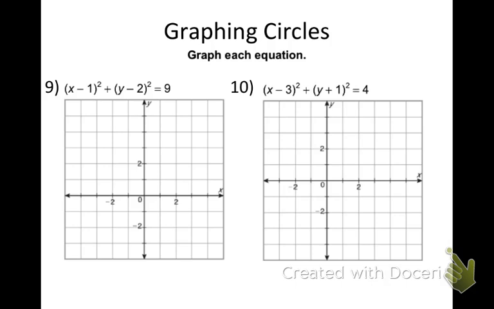So let's look at number 9 here. I have (x minus 1) squared plus (y minus 2) squared equals 9. First thing I need to do is find the center. Where is my center going to be located, Nick? 1, 2. And then I need to find my radius. How long is my radius going to be, Drew? 3. So I plot the coordinates (1, 2), and then from there I do a radius of 3. So I go 3 up, 3 to the right, 3 to the bottom, and 3 to the left.